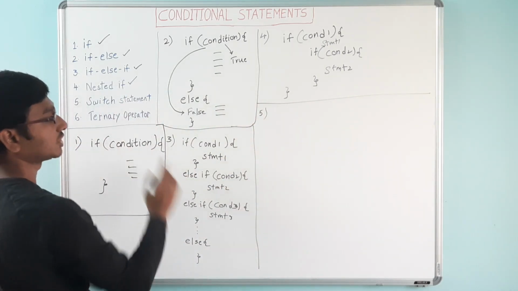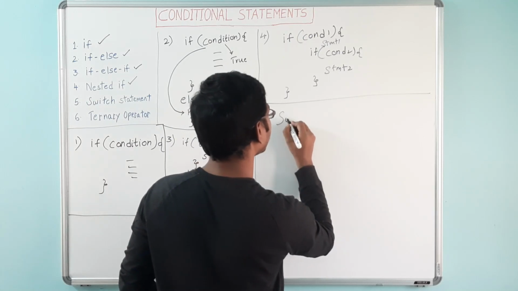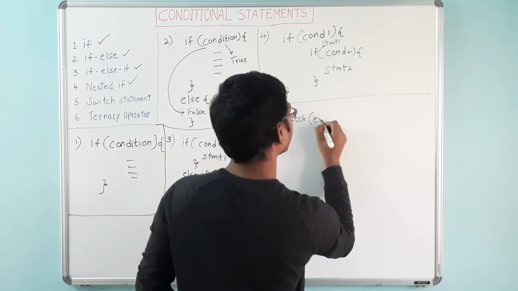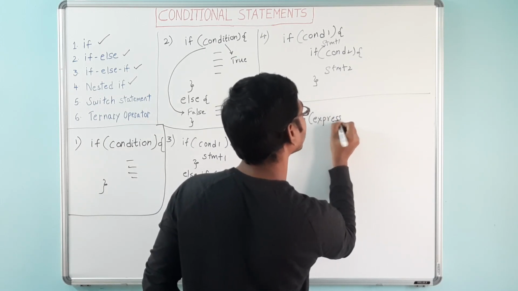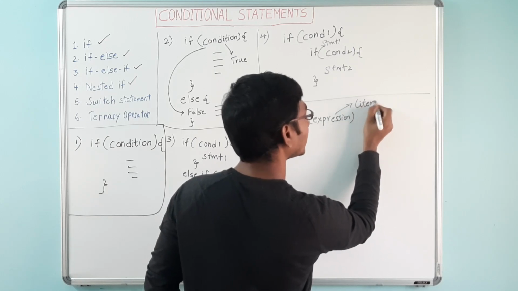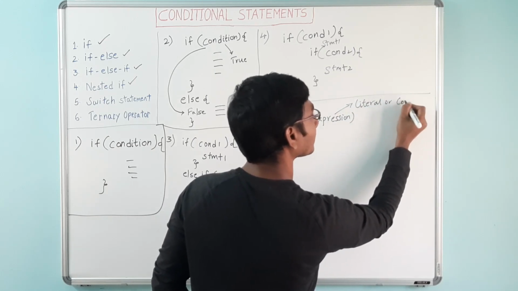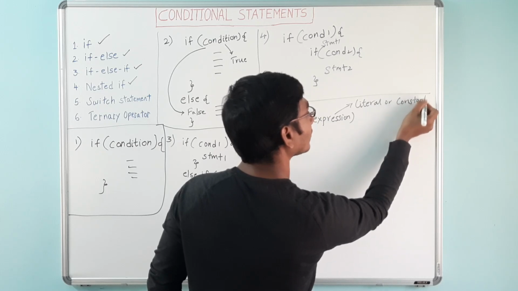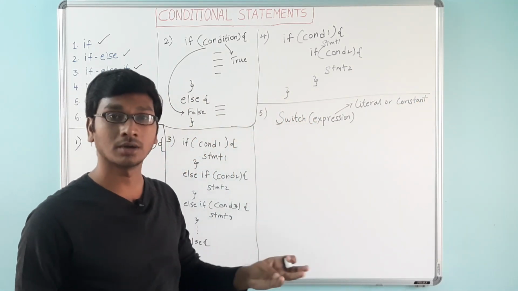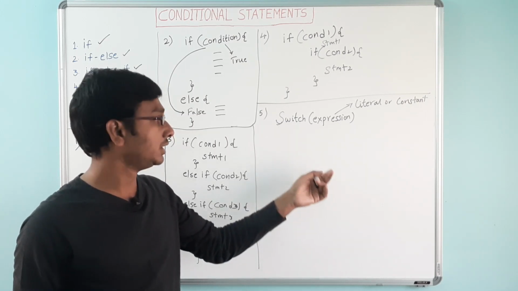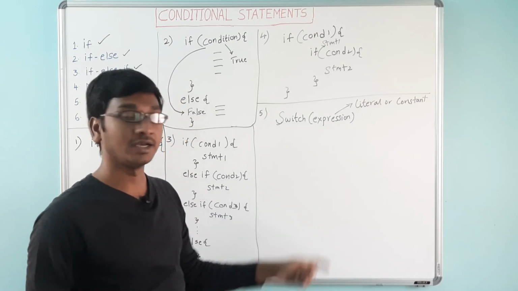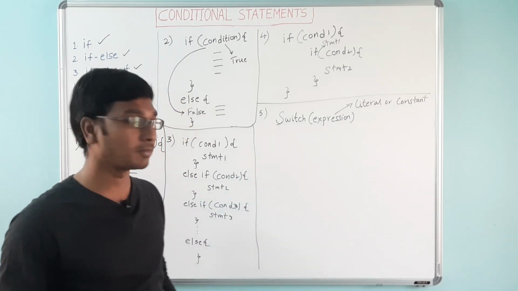Next comes the switch statement. The syntax of switch is: switch, and we write an expression here, which can be either a literal or a constant, and this is of type integer or string. Integer means a short, byte, int, long, all of these can be part of this literal or constant. And even this expression can be an enum or a string as well.